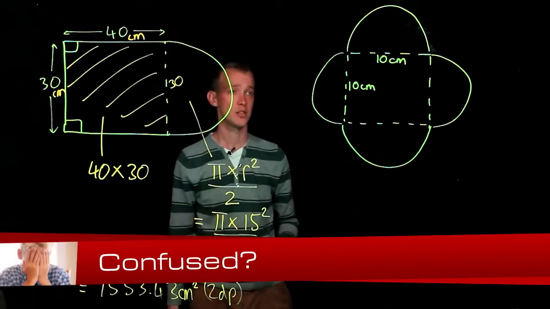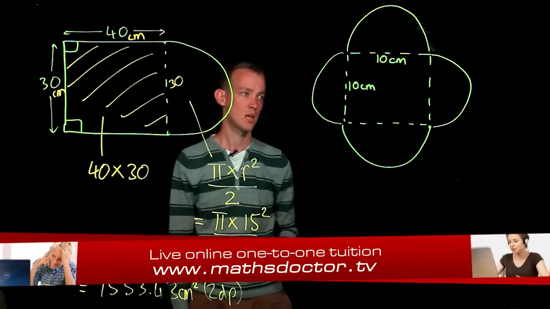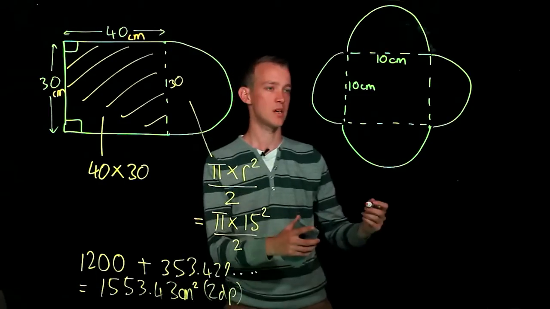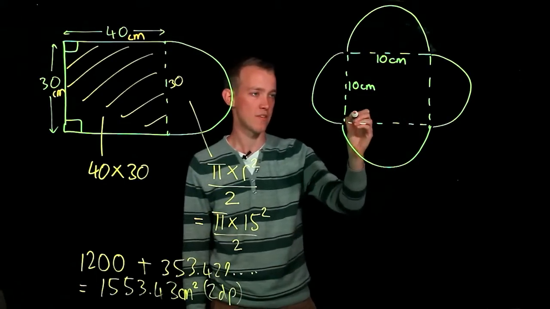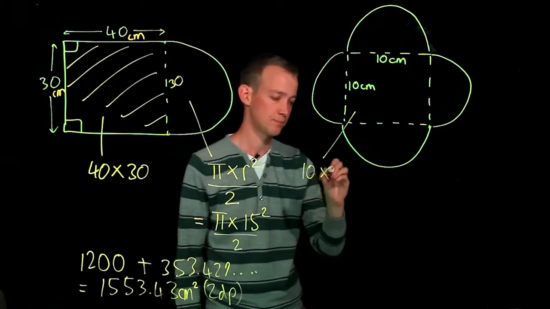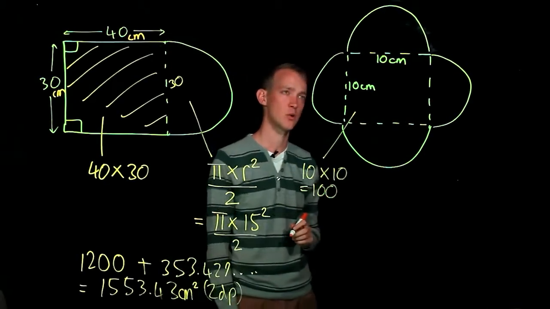Let's have a look at this shape. You're told in this question that you have 4 semicircles around the outside of a square. So I've got 5 different shapes to calculate. I have 4 semicircles and the square. Let's do the square first. Well, it's a 10 by 10 square. 10 times 10 is equal to 100. So there's the area of my square.